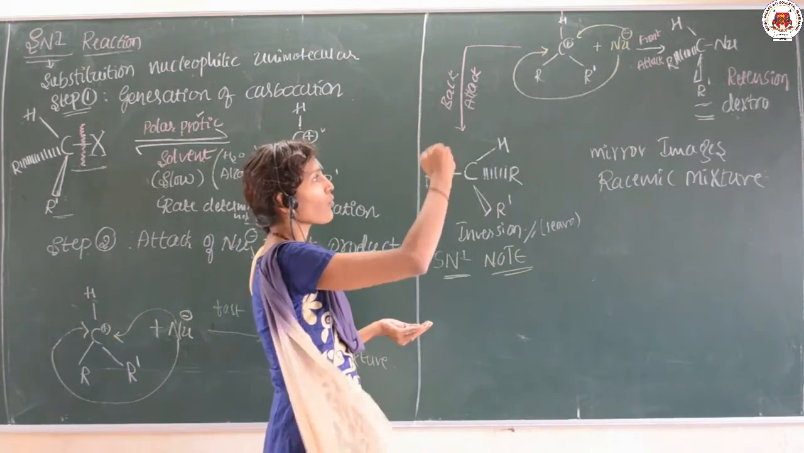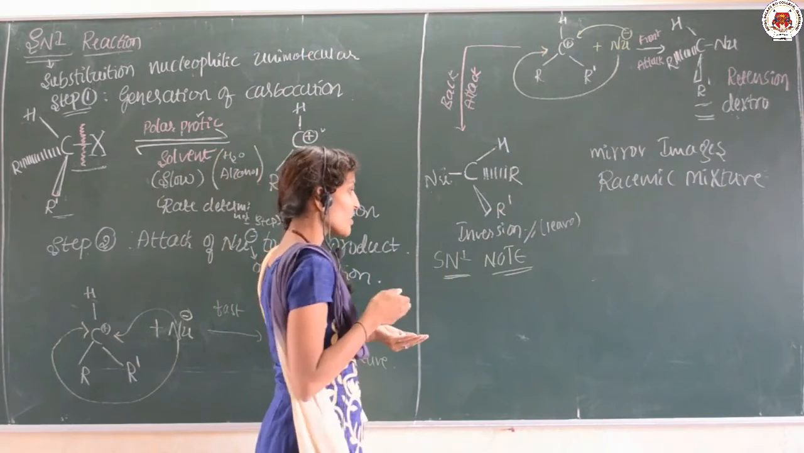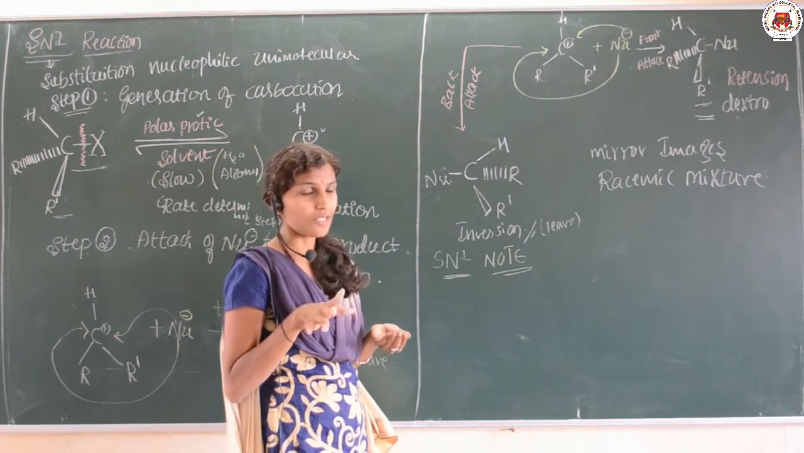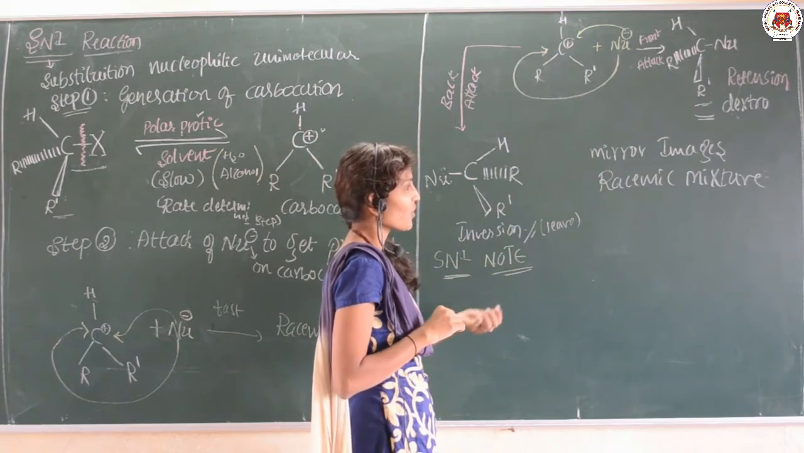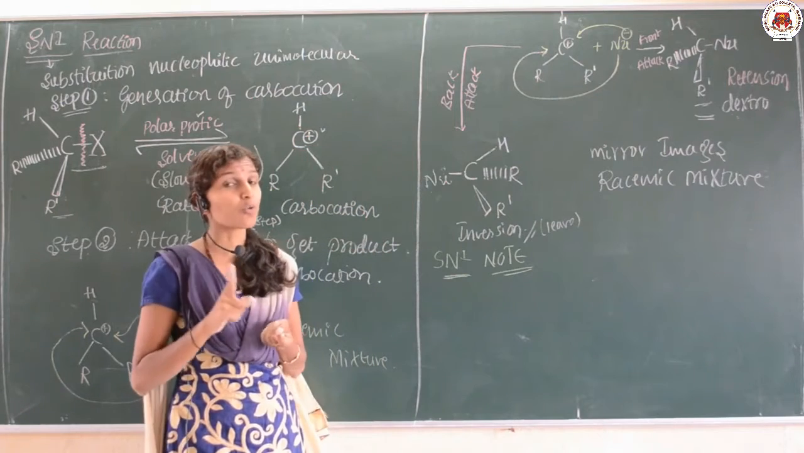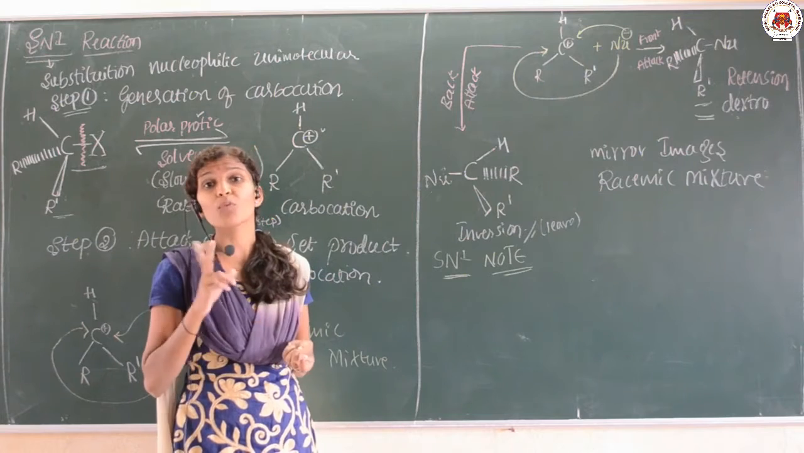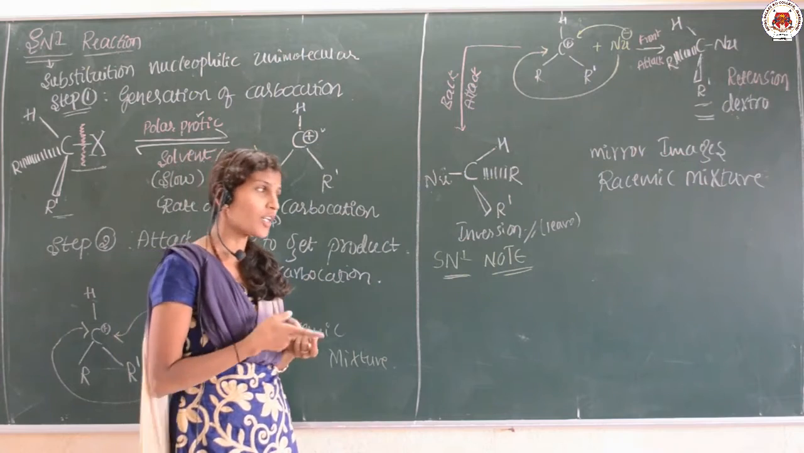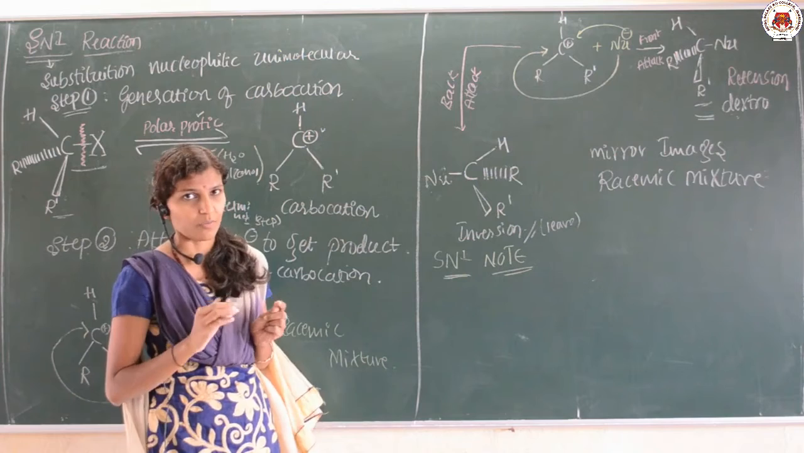Just keep in mind that when there is a front attack, there is formation of the retention product. When it is a backside attack, there is formation of the inversion product. Clear? So, what happens here? The mixture we are getting is nothing but a racemic mixture. Very important: SN2 reaction is a single-step reaction, and there we get the inversion product, while SN1 is a two-step reaction. Here we are going to get the racemic mixture.